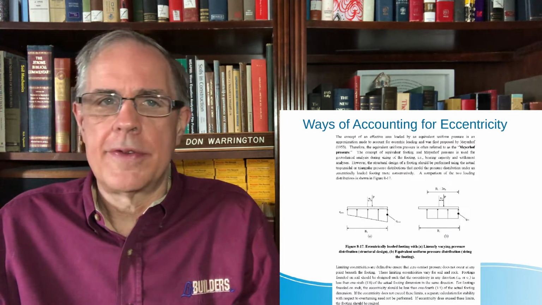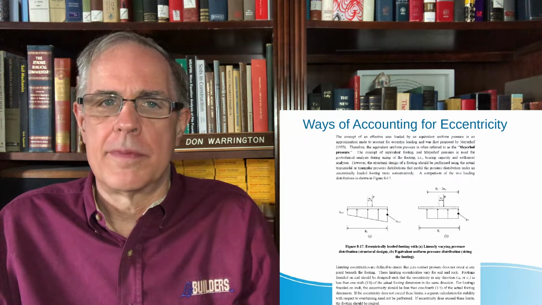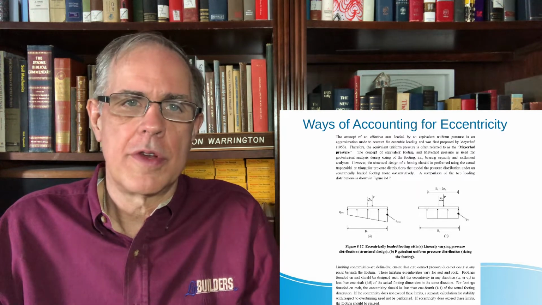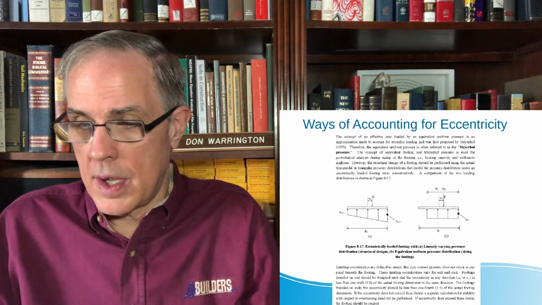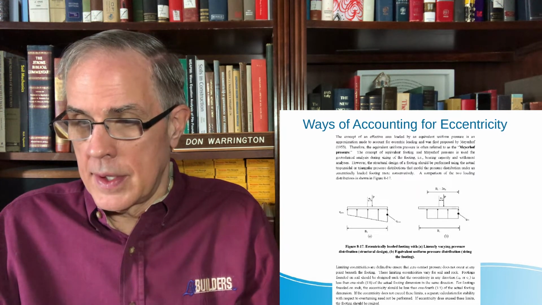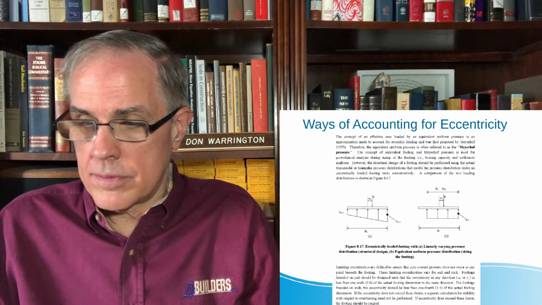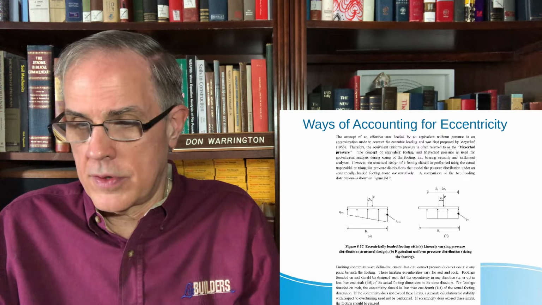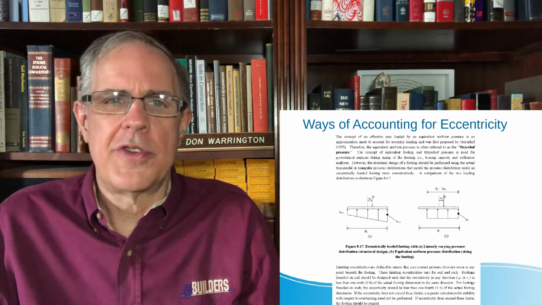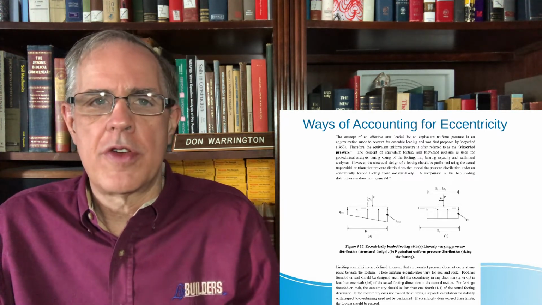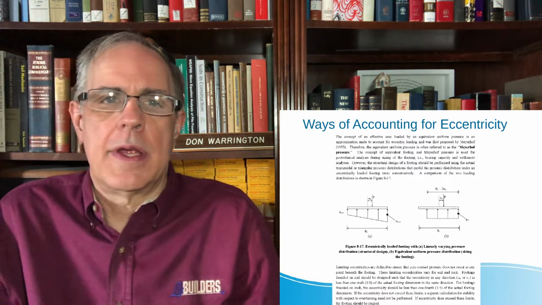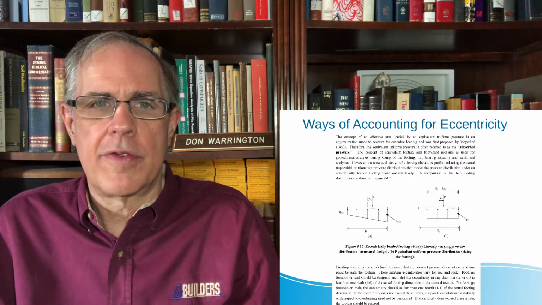Ways of accounting for eccentricity. There are two, and this is another great source of confusion amongst students. One of them is the fact that if we assume a uniform load and start shifting the load over, instead of a uniform load it produces a ramp load.